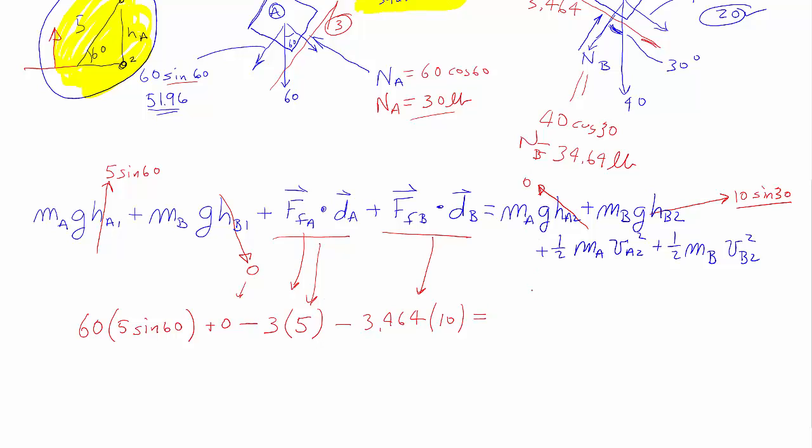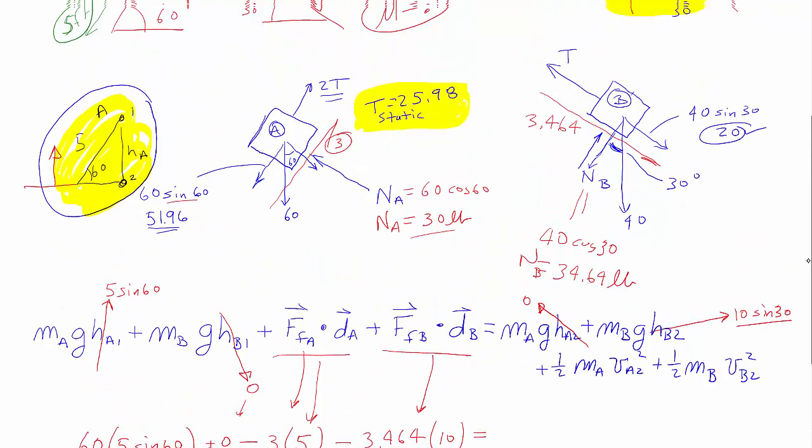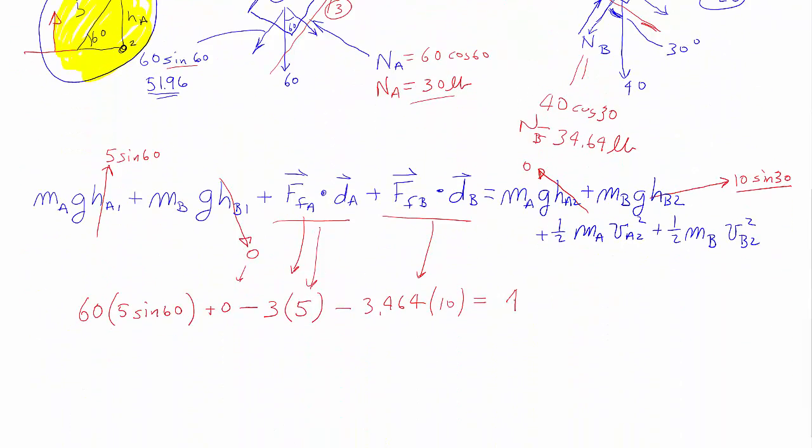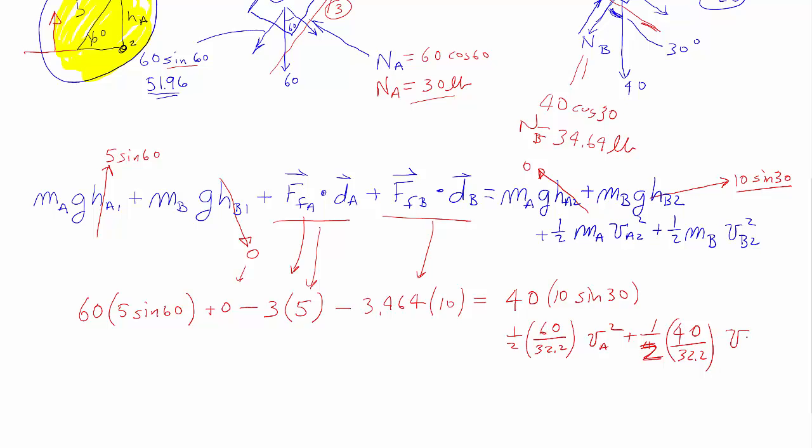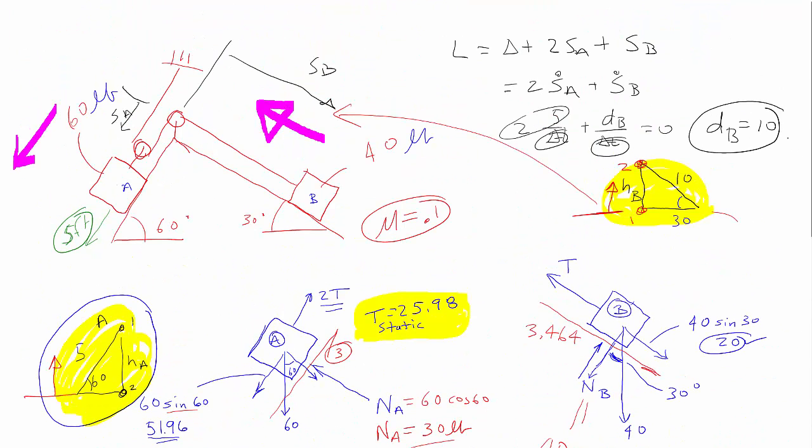Equal to, now I have nothing here, but I have MBG. MB times G was a 40-pound block times 10 sine of 30 plus, okay, here I've got this MA, which is now, I can't get away without 32.2. VA squared plus 1/2 of 40 over 32.2 times VB squared. Now up here, we have a relationship between those two.